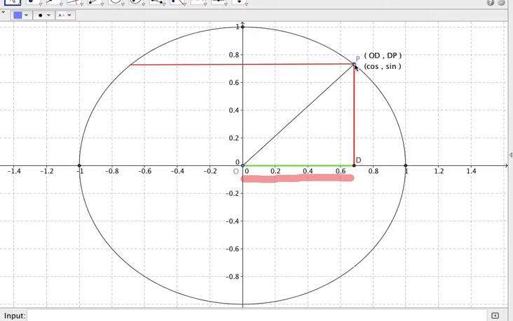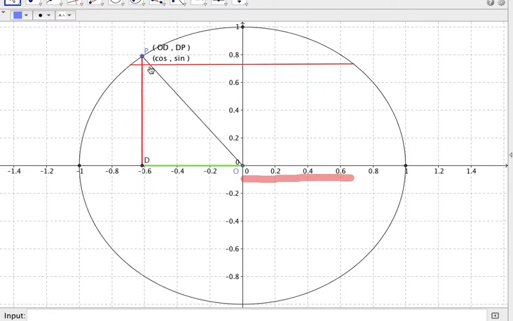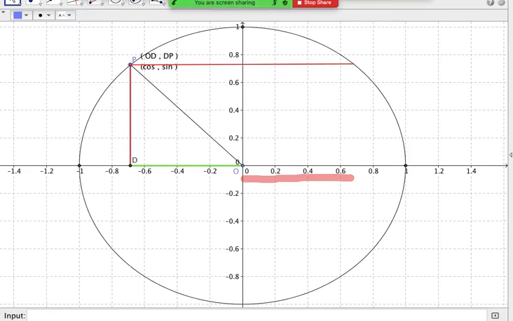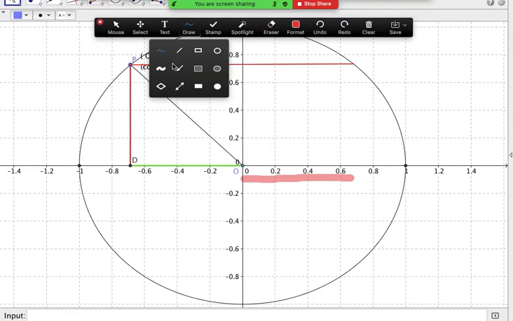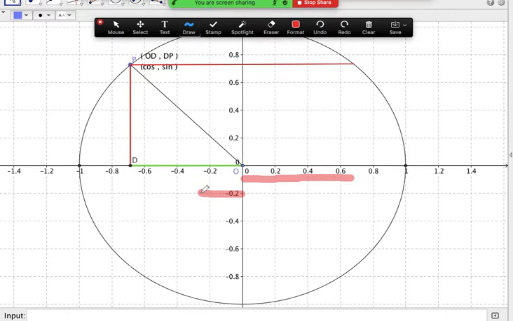So if our point P is over here, then sine is equal to 2/3, and our cosine is equal to whatever this length is here. But I can move this over to this side. My sine is still equal to 2/3, and my cosine will equal that length, which looks like the negative of this length over here.